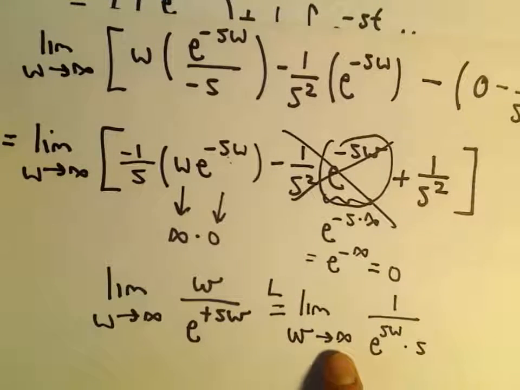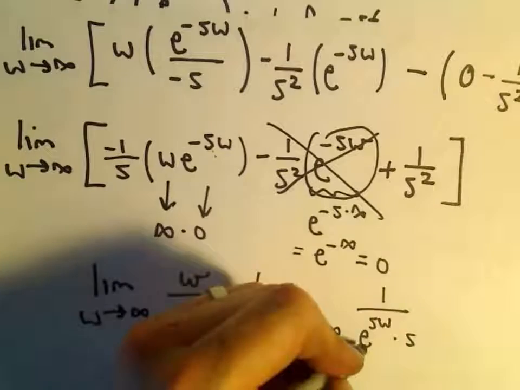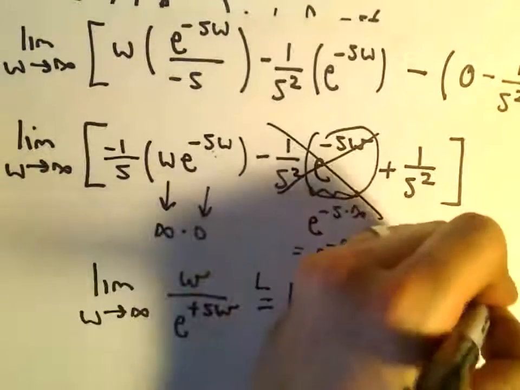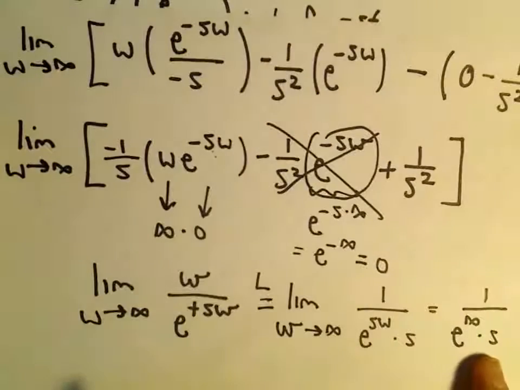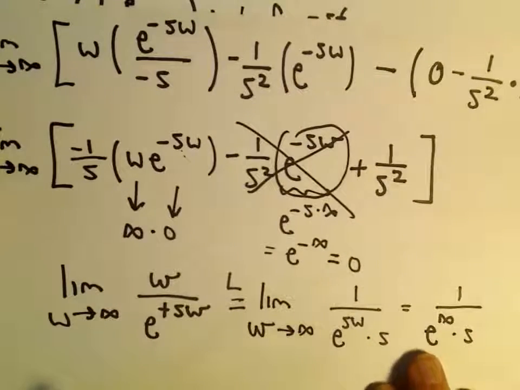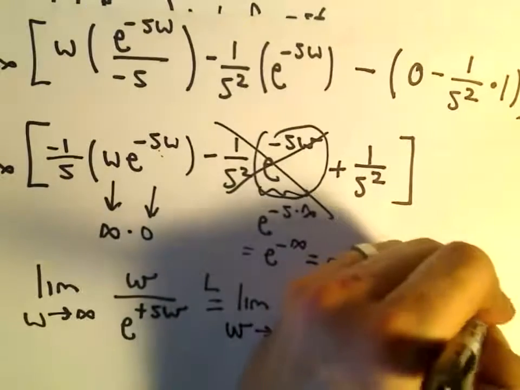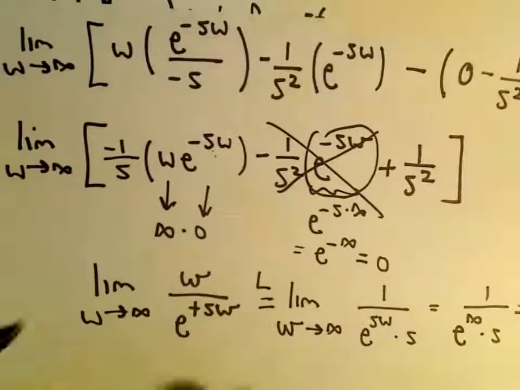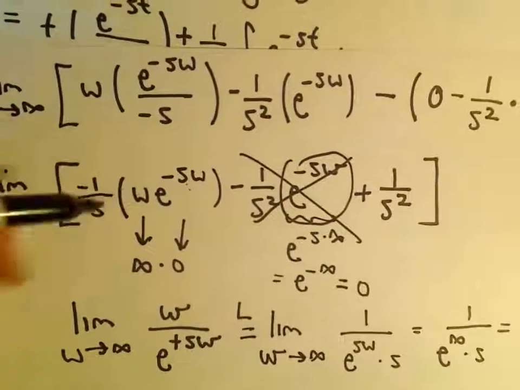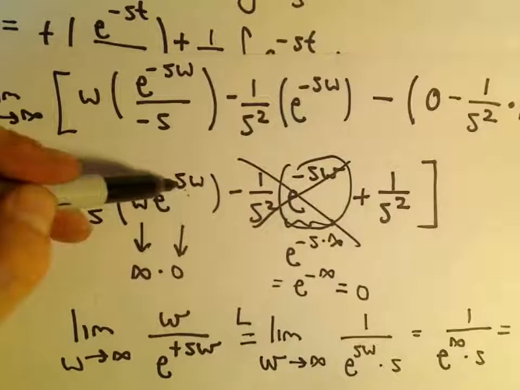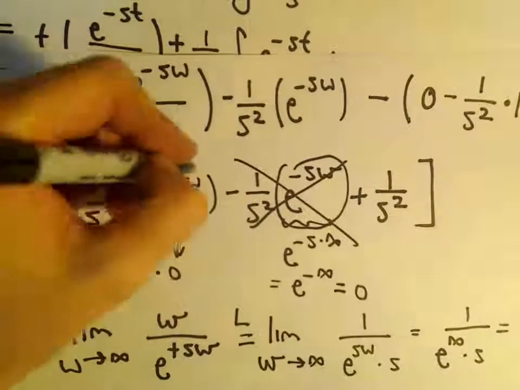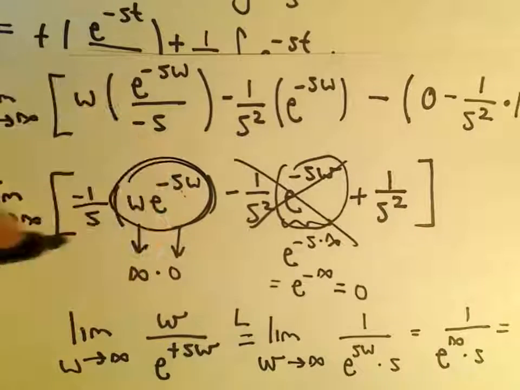Well, again, as w goes to infinity, you can think about it as being e to the positive infinity times s. Again, s is a positive number. E to the infinity gets big, so 1 over infinity is going to give us 0. So what we've actually shown is that the limit as w goes to infinity of w e to the negative sw is going to give us 0 as well.